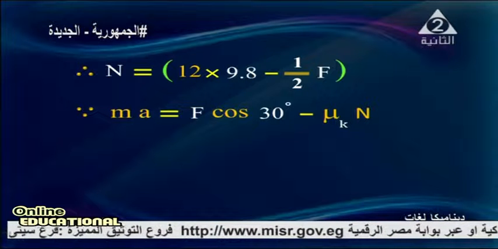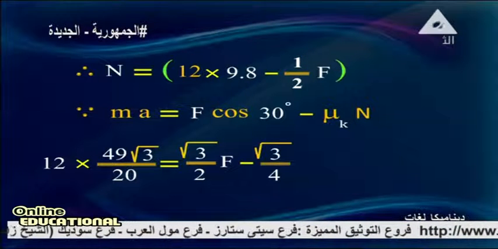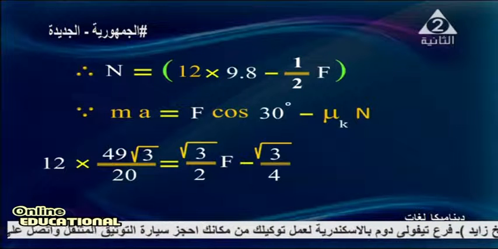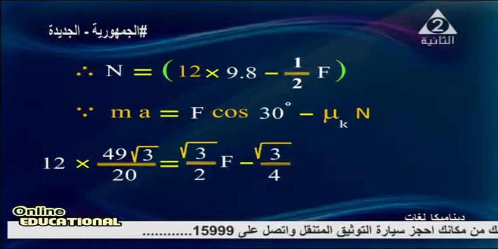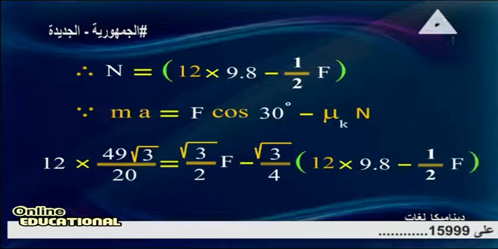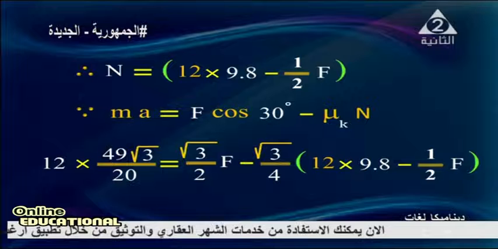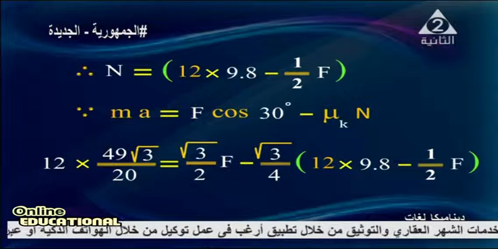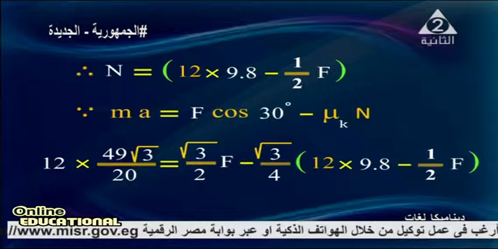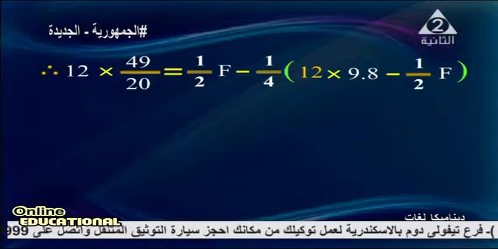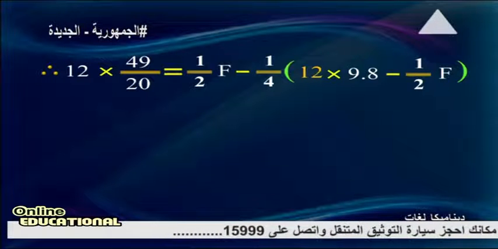The mass of the body equals 12 kilogram, multiply the acceleration 49 root 3 over 20 equals root 3 over 2F minus mu K, which equals root 3 over 4 times 12 times 9.8 minus half F. After we divided both terms by root 3, then 12 multiply 49 over 20 equals half F minus quarter multiply between two brackets 12 times 9.8 minus half F.